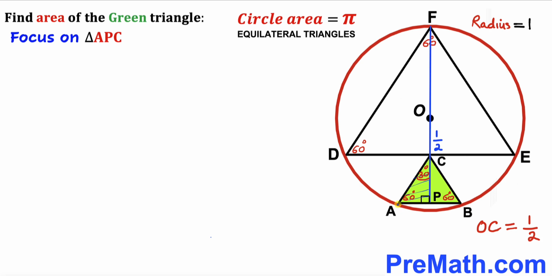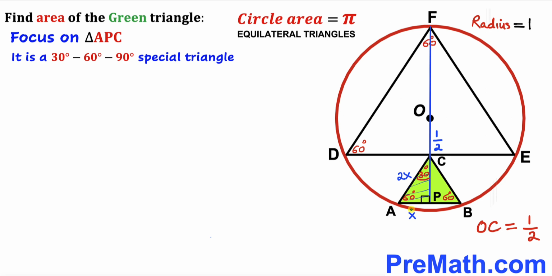And now let's assume that this AP length is x units. Likewise this PB length is going to be x as well. So then this whole AB length is going to be 2 times x, and since we are dealing with this equilateral triangle, this side length is going to be 2x and this side length is going to be 2x as well.